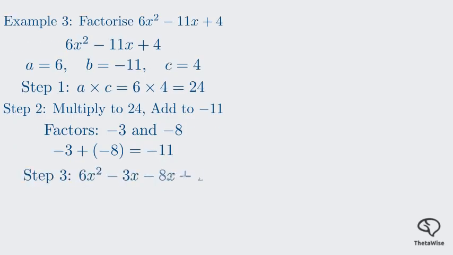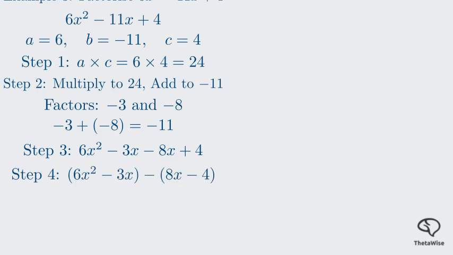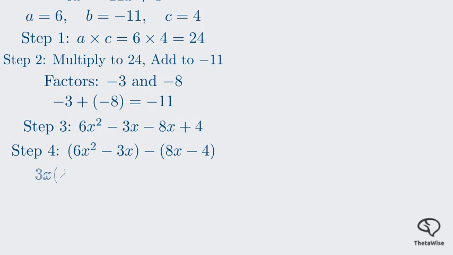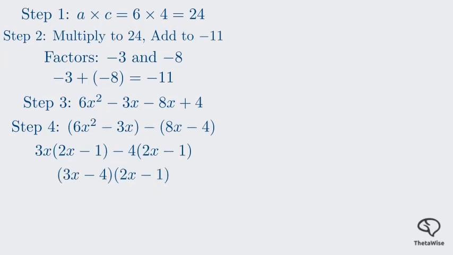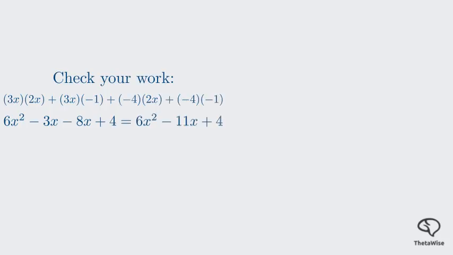Step 3. Split the middle term. We replace negative 11x with negative 3x and negative 8x. Step 4. Grouping. Take a moment to look at the signs here. From the first two terms, we factor out 3x, leaving 2x minus 1. From the next two, we factor out negative 4. This is crucial. Positive 4 divided by negative 4 leaves us with negative 1 inside the bracket. Our brackets match, giving us the final answer, 3x minus 4, multiplied by 2x minus 1. If you ever have time in an exam, multiply the brackets back out to check your work. You should end up exactly where you started.